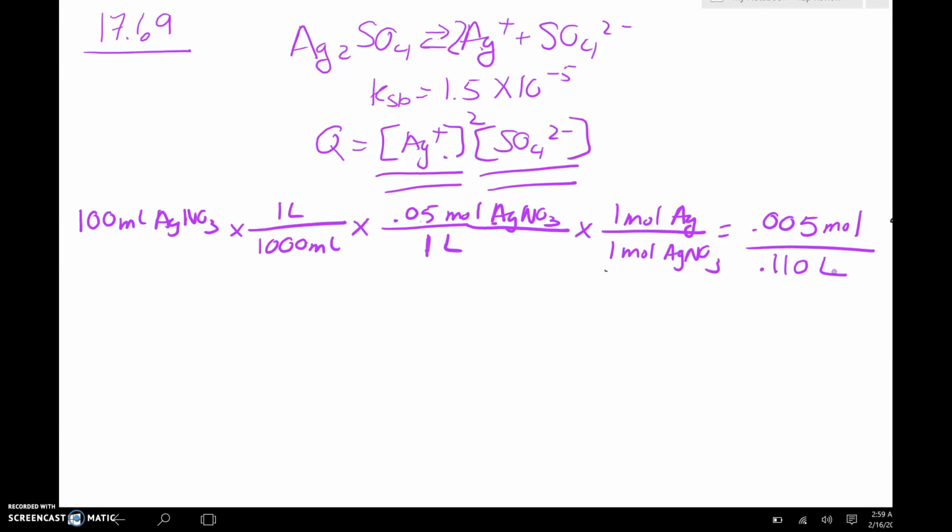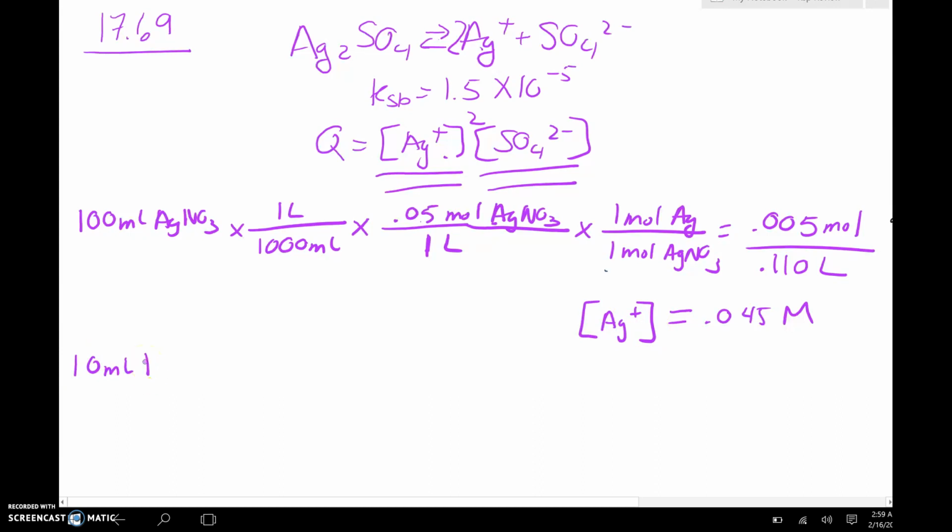Yep. And then when I divide by 0.110, sorry, did I already explain that the 0.110 comes from the fact that I have 100 milliliters of one thing and then I'm mixing it with 10 milliliters of the other? So that's 110 milliliters, which I convert to liters. And that gives me 0.045 molar for my Ag plus. I'm going to come down here and just quickly do this again.